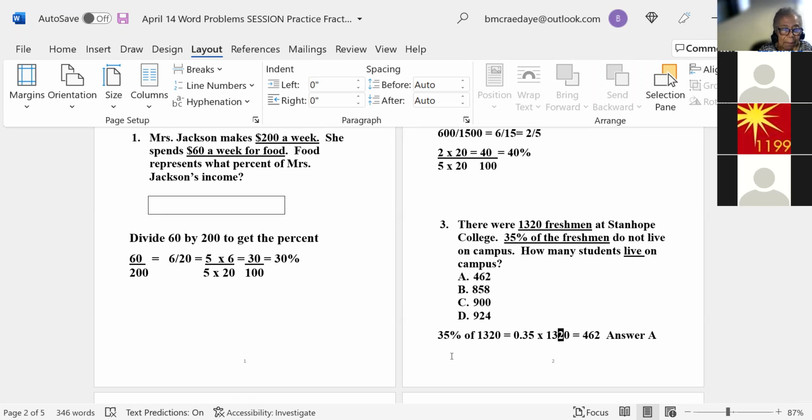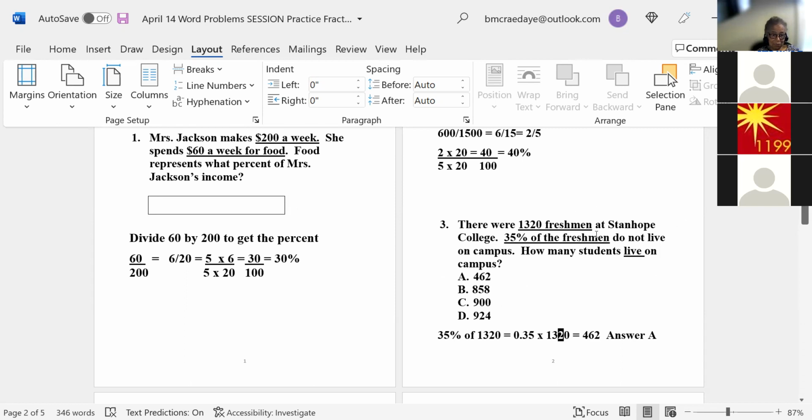Yes, Miss Barbara. How many live off the campus? Okay, all you do is just subtract 462 from 1320. That's right, 462 from 1320, and you probably get 858. That would be the students who live off campus. See, they gave you a choice there, and people who may not read correctly may take the number of students living off the campus. They say live on campus.